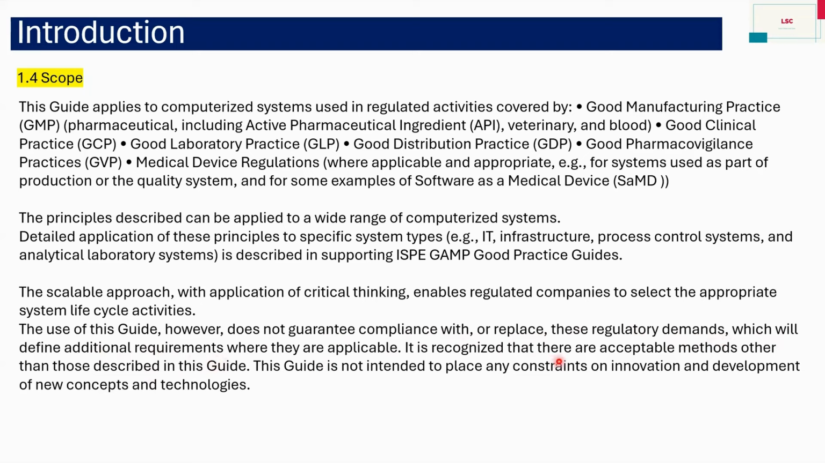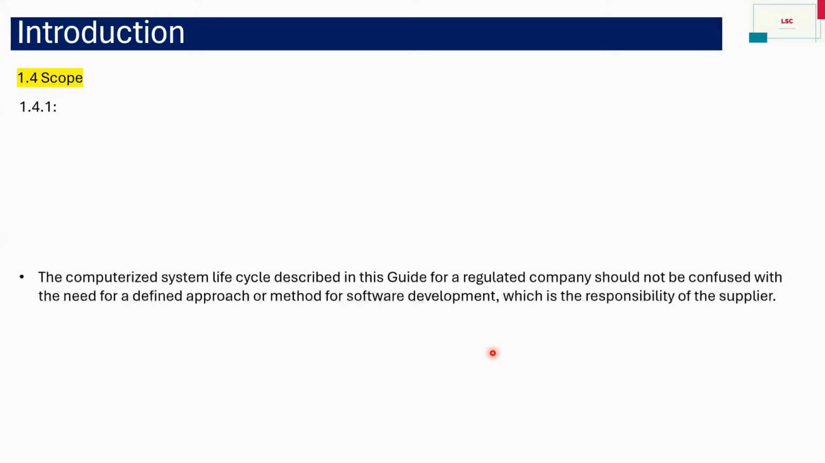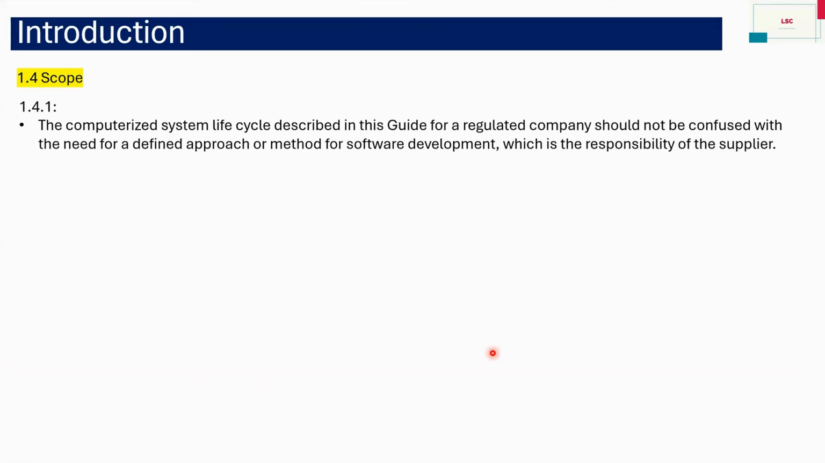It is recognized that there are acceptable methods other than those described in this guide. This guide is not intended to place any constraint on innovation and development of new concepts and technology. This is another important line written in this guideline. Under the scope, the next part is that the computerized system lifecycle described in this guide for a regulated company should not be confused with the need for a defined approach or method for software development, which is the responsibility of the supplier. Okay? So this is clearly written.